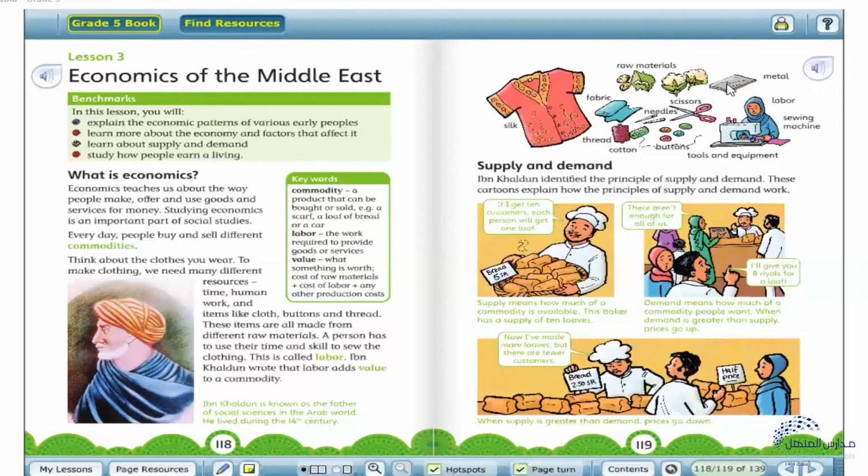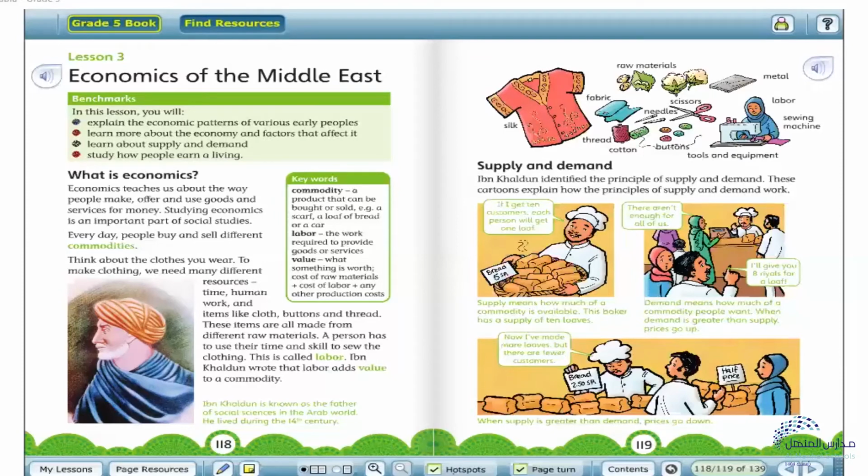Look at the bottom of page 119. Now I have made more loaves of bread, but there are fewer customers. Now you made a lot of bread, thinking that people will come, and then they don't come. Now you have to sell it at half price so that it can be bought quickly before it gets expired and old. Okay, that's supply and demand.